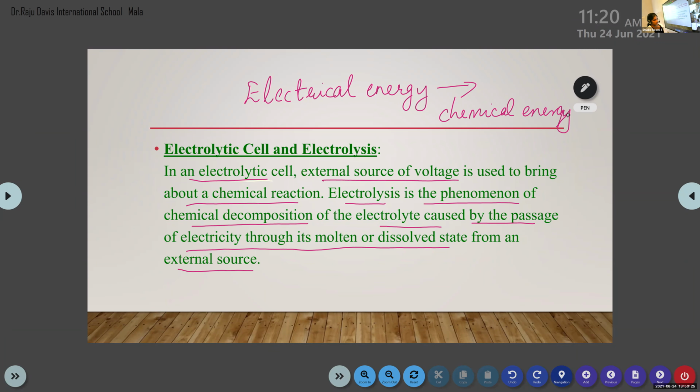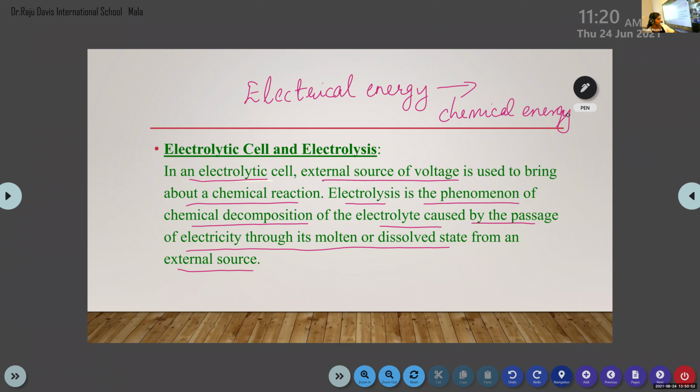So in an electrolytic cell, an external source of voltage is supplied to that electrolytic cell and a chemical reaction takes place. So electrolysis is the phenomenon of chemical decomposition, or electrolytic decomposition, of the electrolyte. It is caused by the passage of electricity through its molten state or dissolved state from an external source.